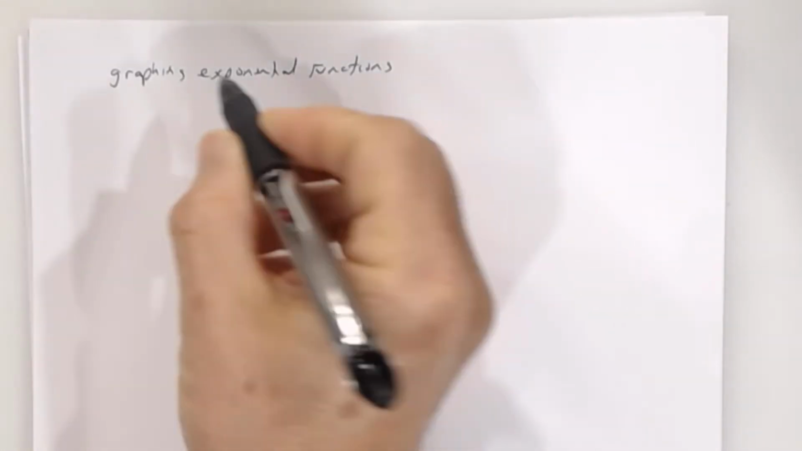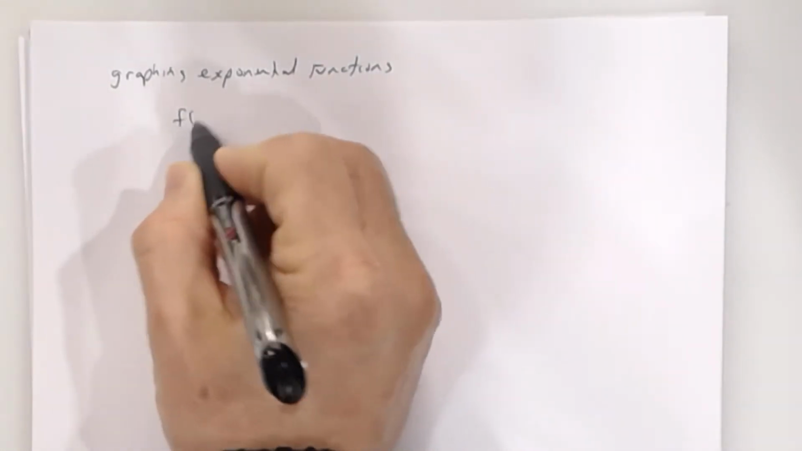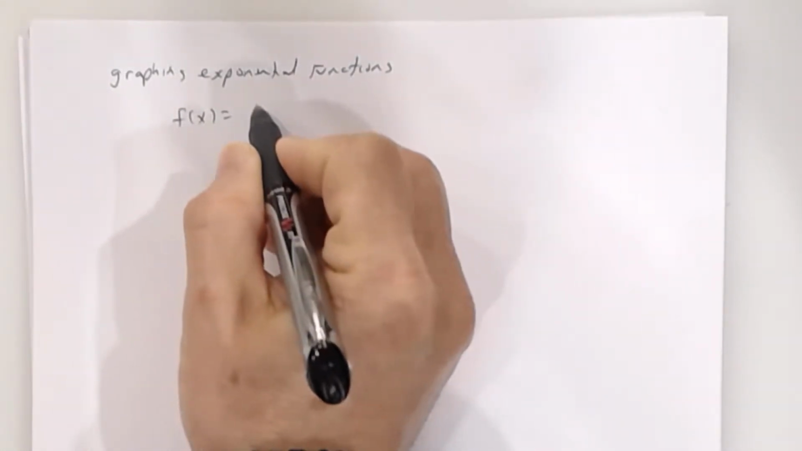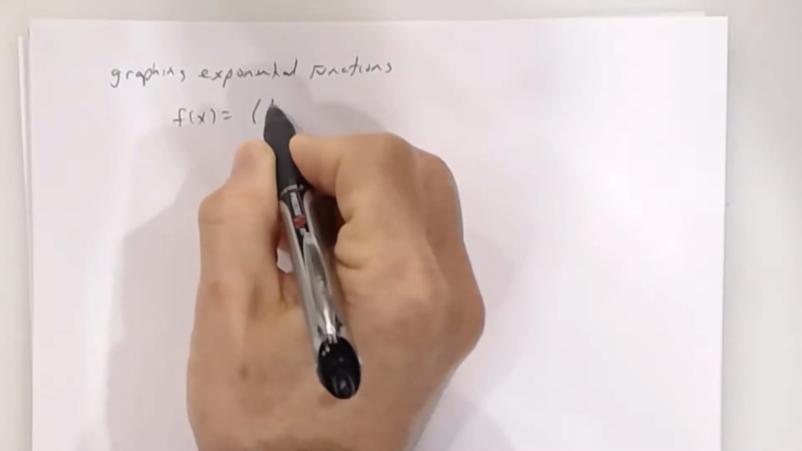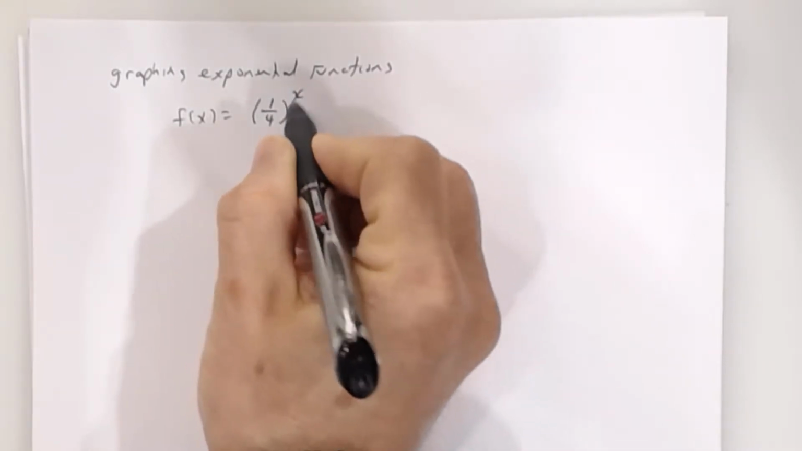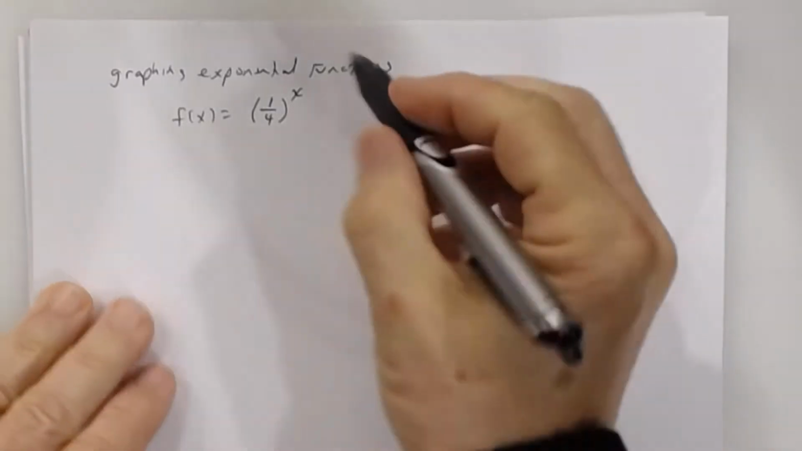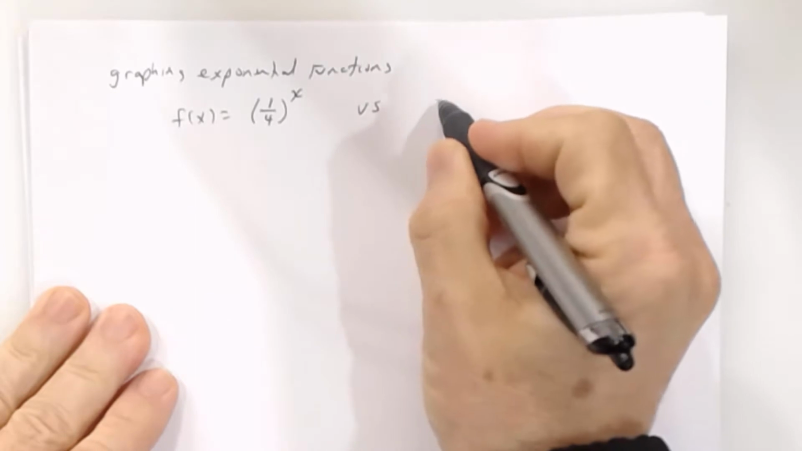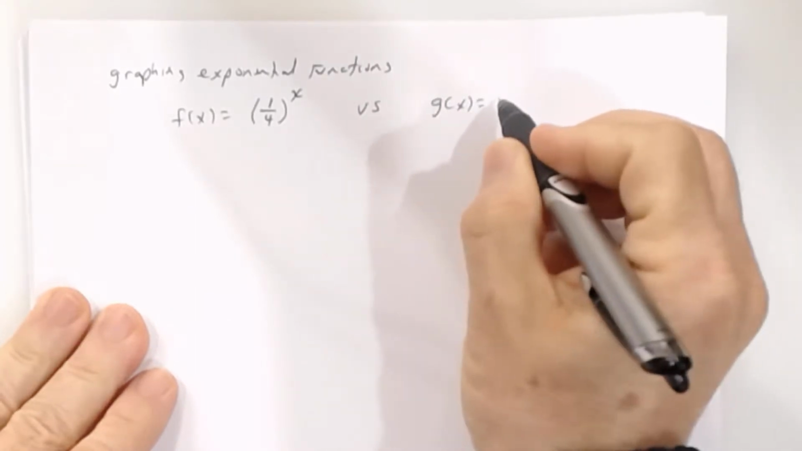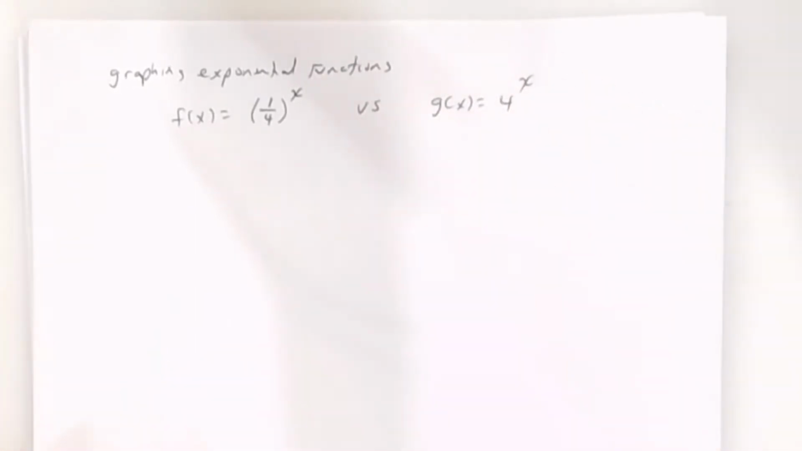Okay, suppose I want to graph this function, f of x equals 1/4 to the x power. And I want to compare it with g of x that, let's say, is 4 to the x power. So let's grab those two and compare them.